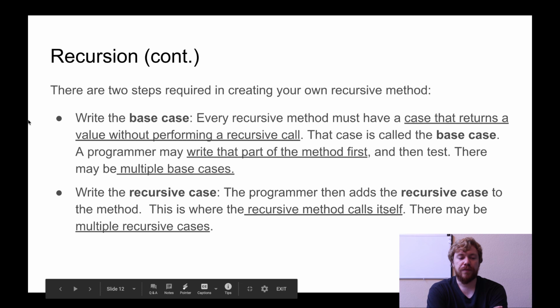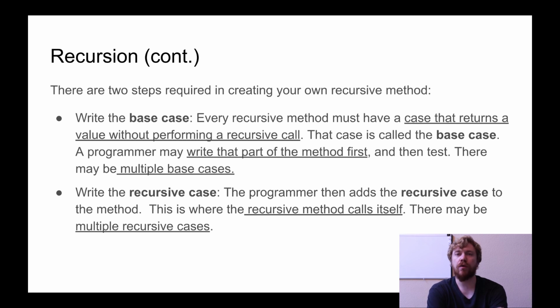So there are two steps required in creating your own recursive method. The first one is writing the base case, or the stopping condition. Every recursive method must have a case that returns a value without performing a recursive call. That case is called the base case. A programmer may write that part of the method first and then test just to ensure that you do indeed reach the base case. And it's possible that there are multiple base cases.